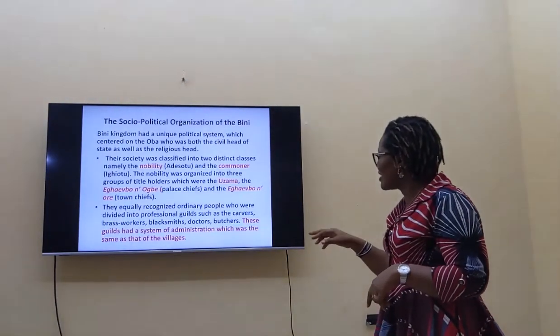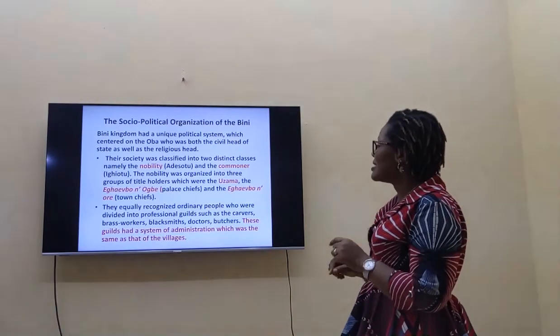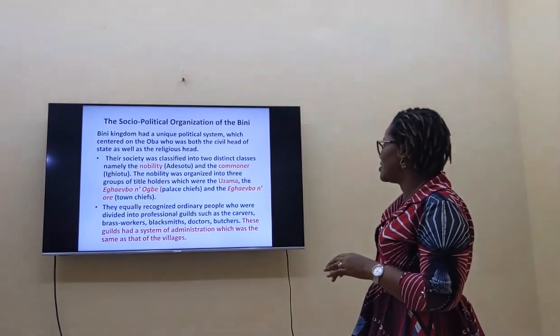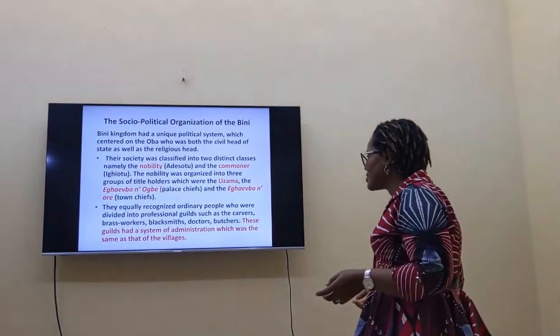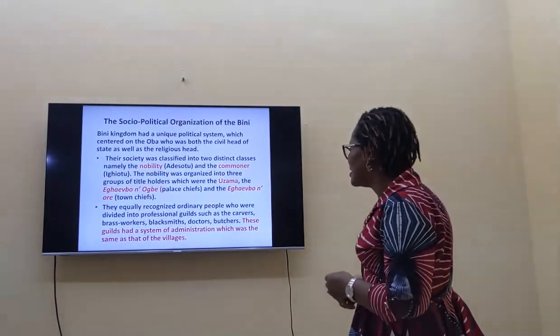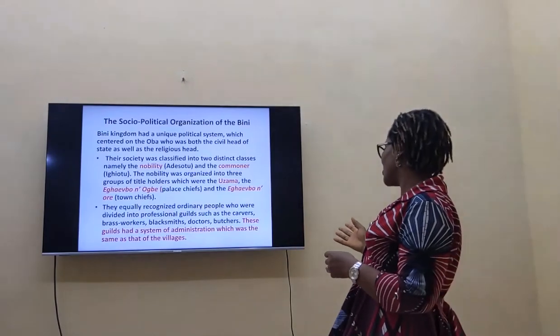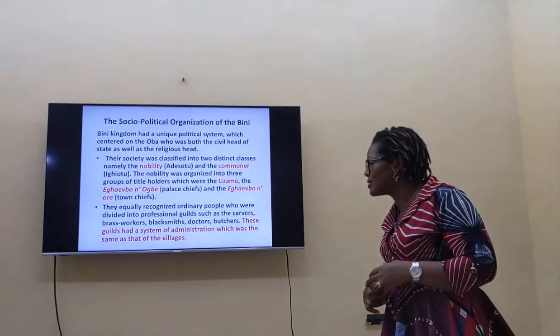They were equally organized, recognized ordinary people who were divided into professional fields, such as the carpenters, the bronze workers, the blacksmiths, the doctors, the butchers. This guild had a system of administration which was the same as that of the village.